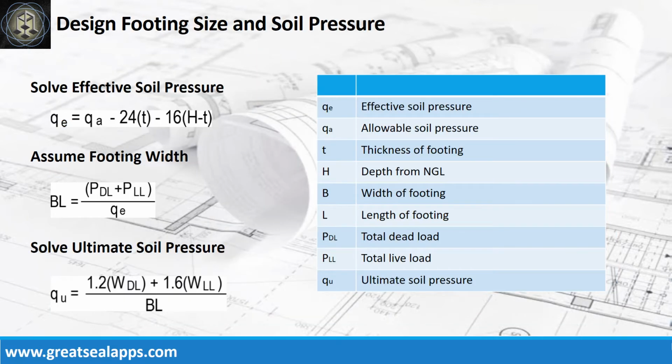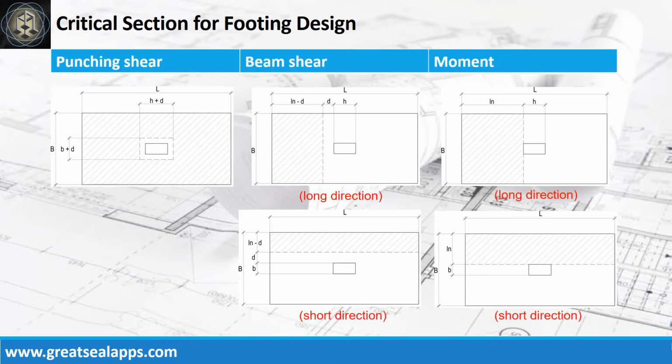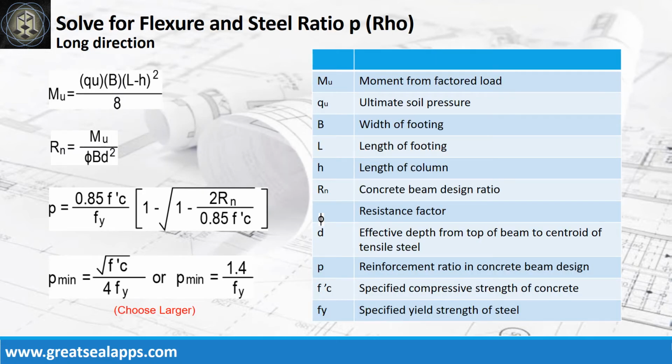Solve the effective soil pressure from footing depth and depth from natural grade line. Then solve the footing size to get the ultimate soil pressure. Critical section diagrams for punching shear, beam shears, and moment evaluations. Solve the maximum moment at long direction from footing size and column length.